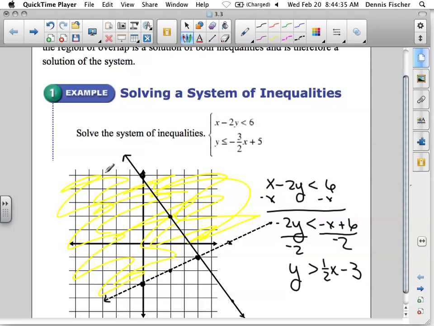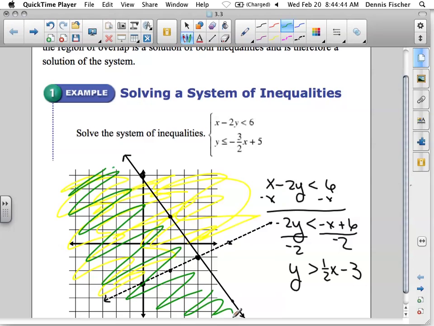So I'm going to shade on this side the whole way down. Correct? Now where's my answer? Yeah, both where they intersected. And you kind of have to be a little careful with these. Noticing that they are shaded right here.